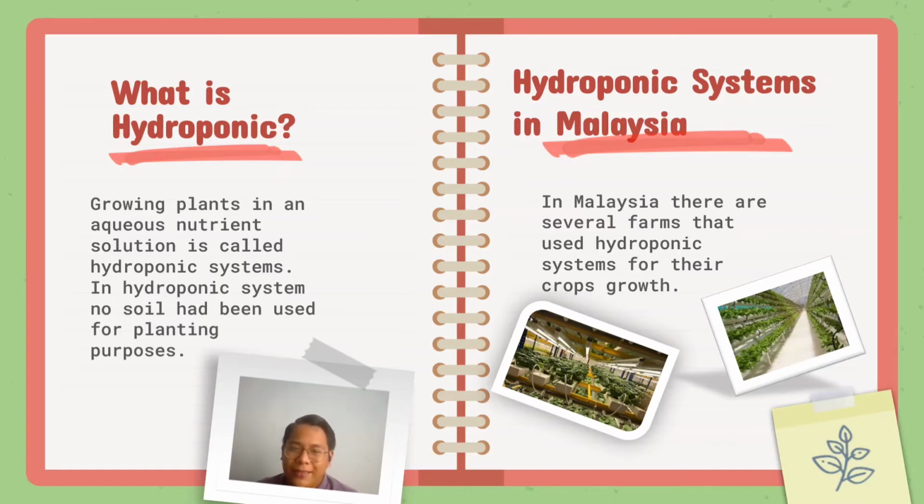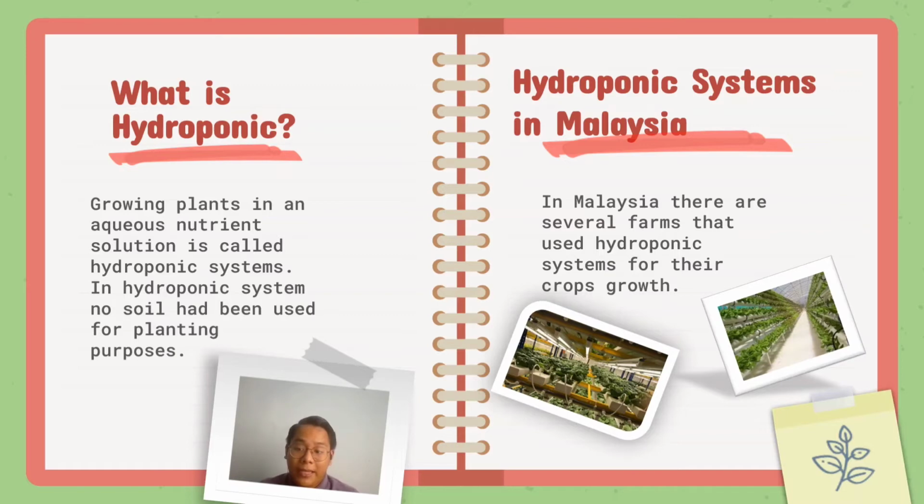So, what is the hydroponic system? Hydroponic is growing plants in an aqueous nutrient solution. In other words, the hydroponic system is also called a soilless system. Yes, we don't need soil to plant our crops.